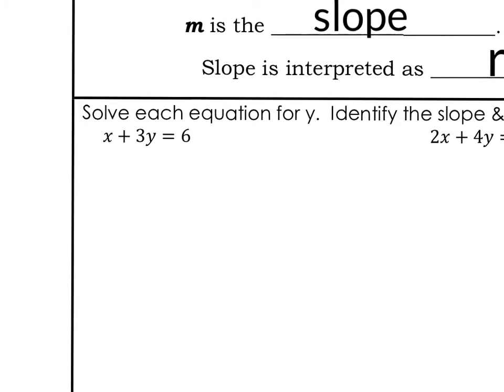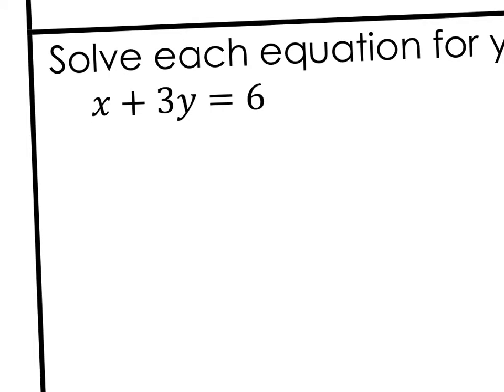Each example is in standard form, meaning the x and the y are on the same side and it just equals a number. So you want to get into slope-intercept form. I'm going to do this in two steps every single time. I'm going to add or subtract that x term to the other side, and then I'm going to multiply or divide whatever number is by the y, and then it'll be in y equals mx plus b form. So I have x plus 3y equals 6. It's a positive x, so I'm going to subtract it to the other side.